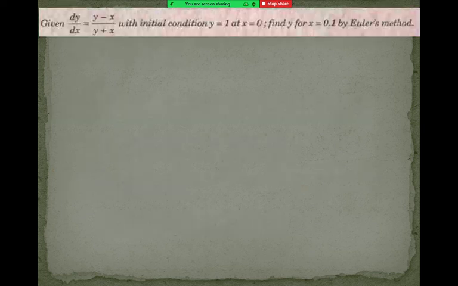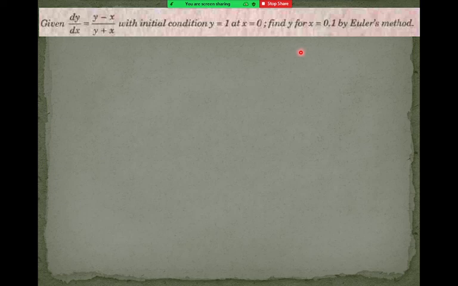Okay. One more example on Euler's method. The question is: use Euler's method, given dy by dx is y minus x upon y plus x, with initial condition y equal to 1 at x equal to 0. Find y for x equal to 0.1 by Euler's method. So we just want the value at 0.1. Now what should be n? Again it is not given.